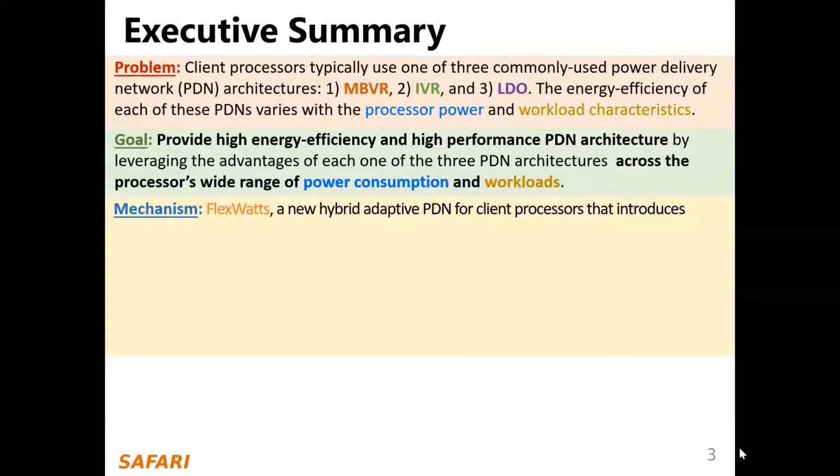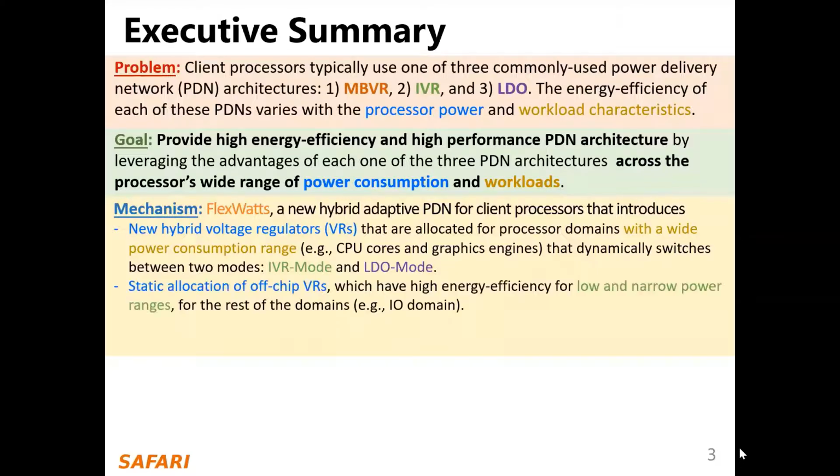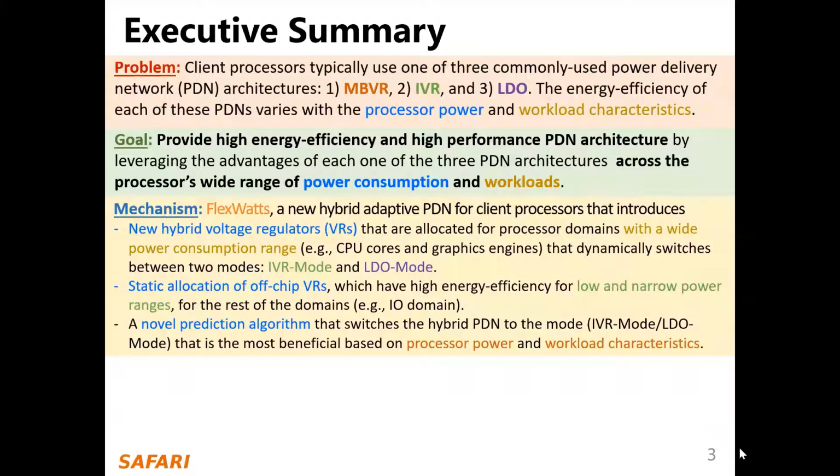To this end, we propose FlexWatts, a new hybrid adaptive PDN for client processors that introduces three mechanisms. First, new hybrid voltage regulators that are allocated for processor domains with a wide power consumption range, which dynamically switch between two modes, IVR mode and LDO mode. Secondly, static allocation of off-chip VRs, which have high energy efficiency for low and narrow power range, for the rest of the domains. And finally, a novel algorithm that switches the hybrid PDN to the mode that is the most beneficial based on processor power and workload characteristics.